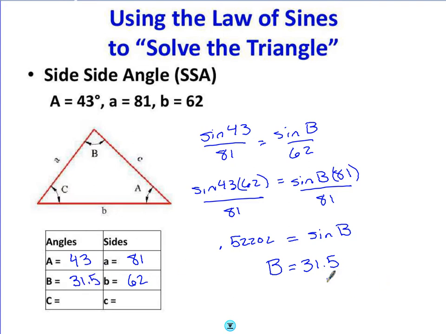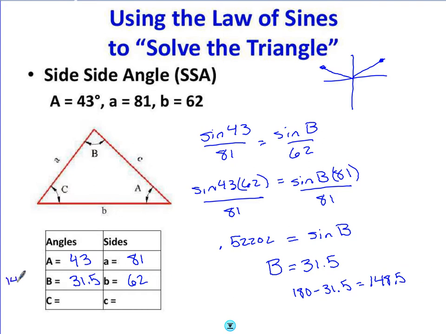Now, here's what we have to check. When your calculator does inverse sine, it is giving you the angle in the first quadrant that has a sine of 0.5222. But you remember when we looked at the unit circle, there's an angle here that has a certain sine, but there's also an angle over here that has the exact same sine. So what we have to check is, if I use this other angle, could I still make a second triangle? Whatever this angle is, I have to check by doing 180 minus it. So 180 minus 31.5 gives me 148.5. So B could be 31.5, or B could also be 148.5.